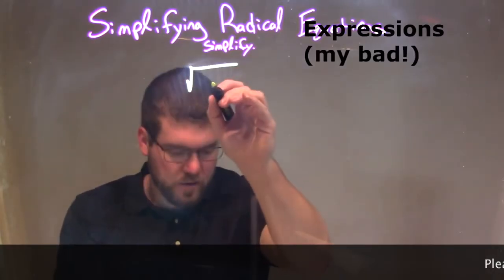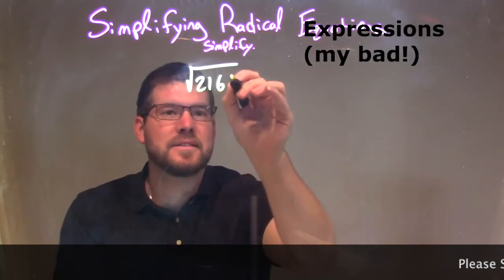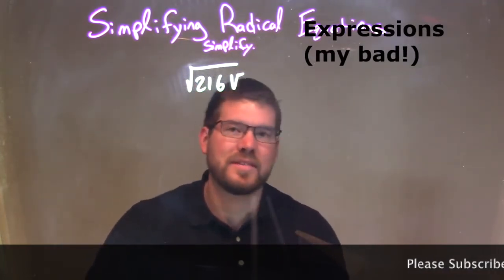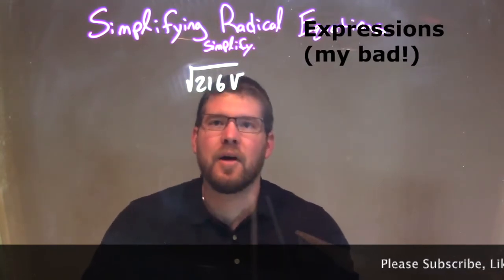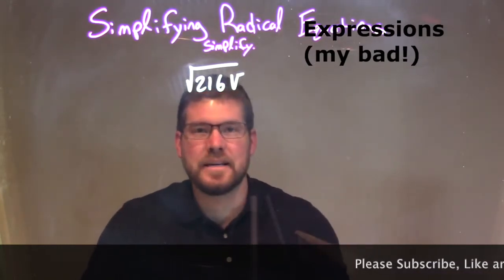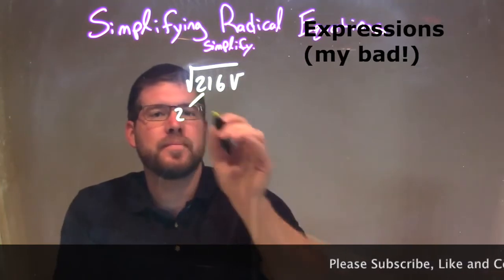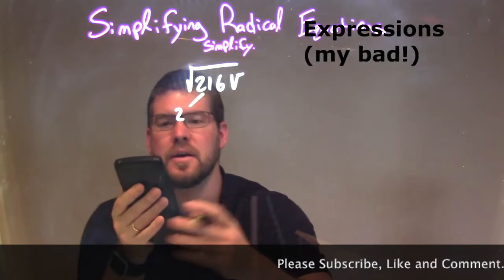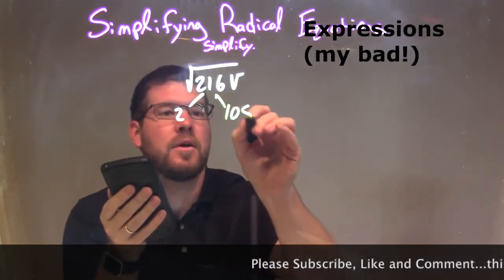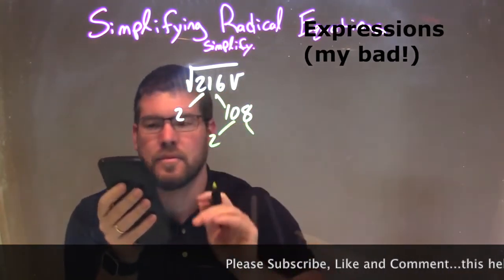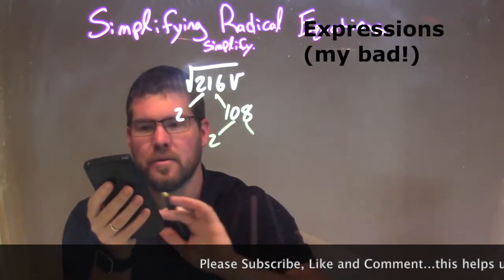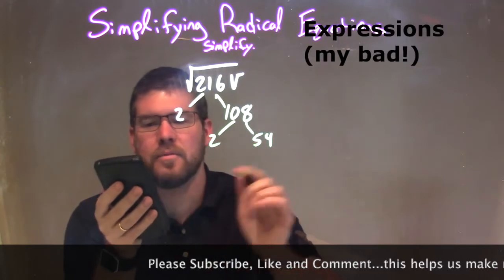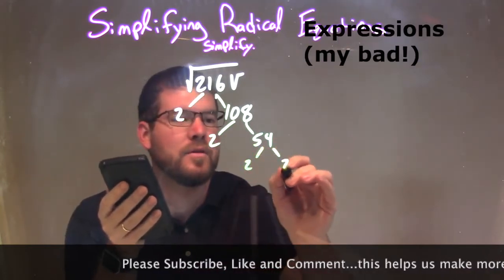Square root of 216v. Okay, and v is inside the square root as well, so it's 216 times v. We need to break down the prime factorization of 216. I know that 2 goes into it, and I'll just use my calculator because it's a little easier here. 216 divided by 2 comes out to be 108. 108 is also divisible by 2, we know that because it's an even number. And 2 times 54. 54 divided by 2, let's just keep going, is 27. So we have 2 and 27.